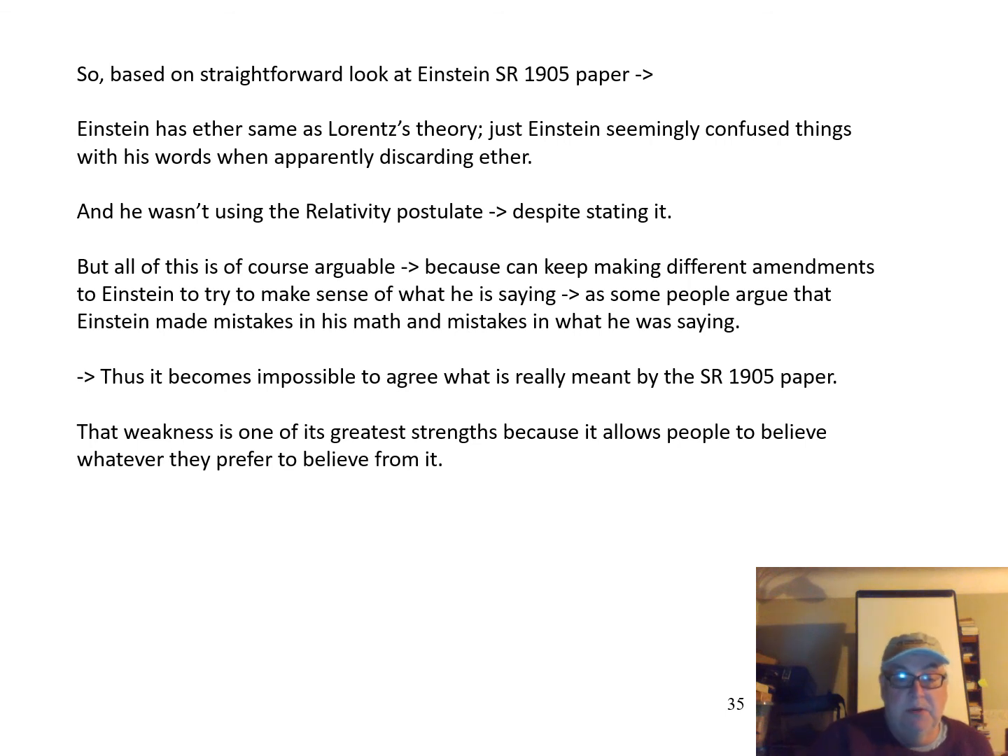But all this is arguable because you can keep making different amendments to Einstein to try to make sense of what he's saying. Some people argue that Einstein made mistakes in his maths and mistakes in what he was saying. Thus it becomes impossible to agree what is really meant by his 1905 paper on special relativity. That weakness is one of its greatest strengths, because it allows people to believe whatever they prefer to believe from it.